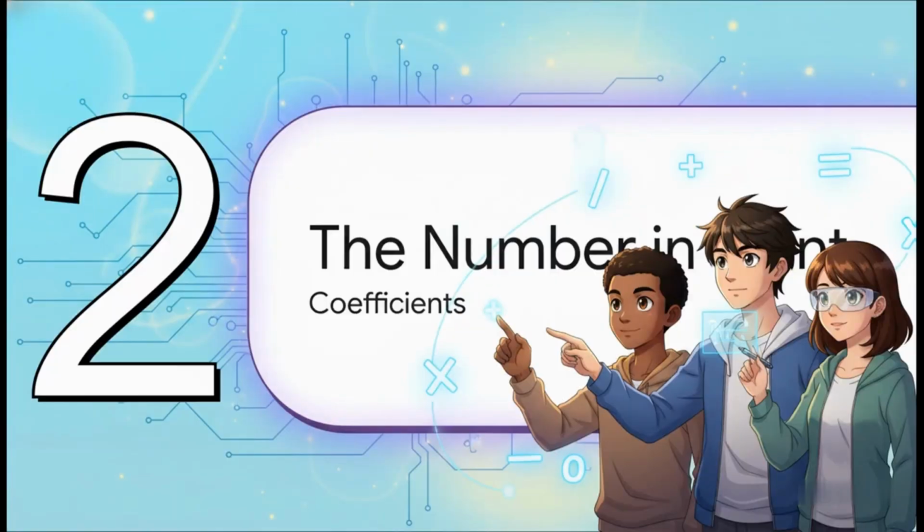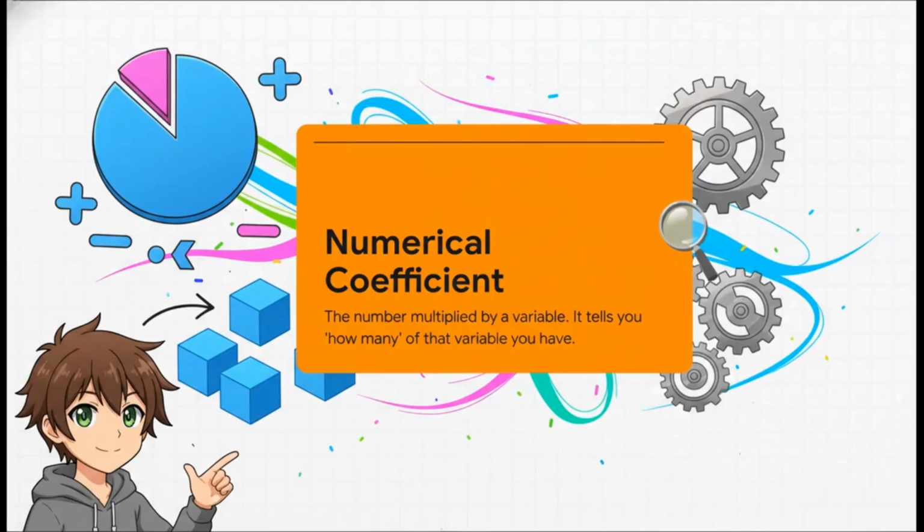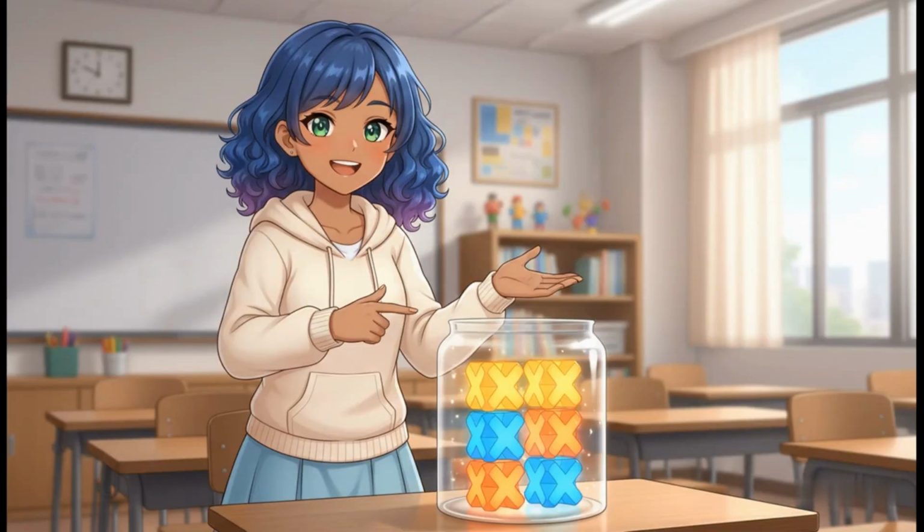Okay, let's move on to the next piece of the puzzle. What about that number that always seems to be sitting out front? Well, that has a special name, the coefficient. Now, the fancy term is numerical coefficient, but its job is actually super straightforward. All it does is tell you how many of that variable part you're actually dealing with. So if we see 8x, the coefficient is 8. It literally just means you have 8 of those x's.